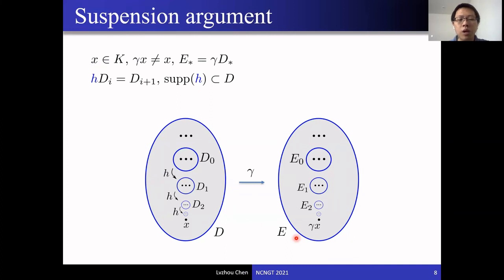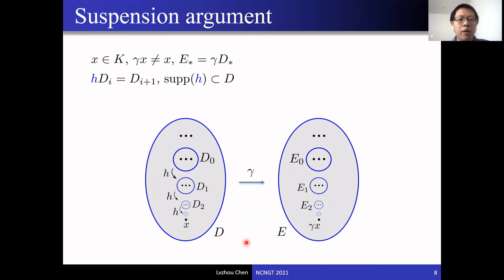So we start out with an element gamma that's not in the pure mapping class group. So it must displace some point X in the Cantor set. Now we can choose a tiny dividing disk D surrounding the given point X, so that its image E is disjoint from D.